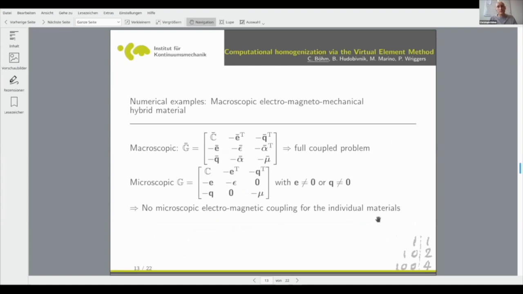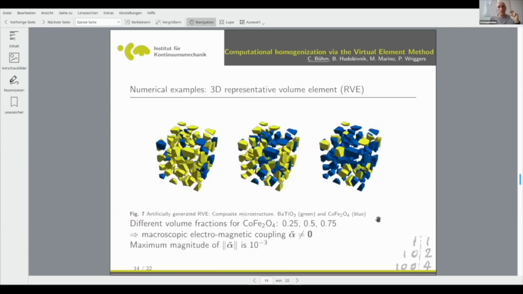Means that we have on macroscopic scale, so the homogenized modulus have the full coupled matrix, and the microscopic modulus G for each grain is either piezoelectric or piezomagnetic, but never electromagnetic. So we observe macroscopically an electromagnetic coupling, but on microscopic length scale, we do not observe that for the individual grains. So we have two different materials.